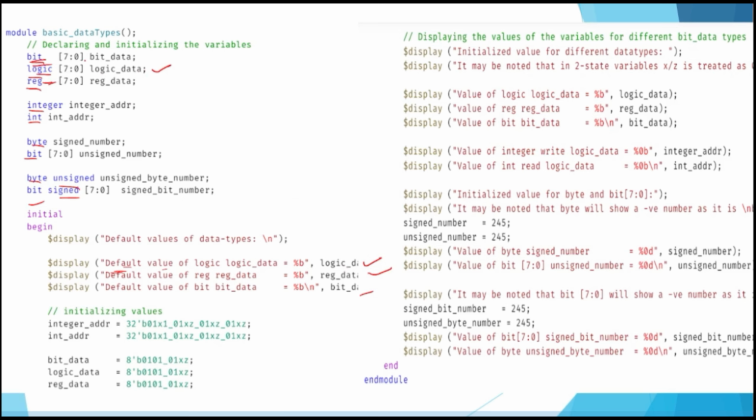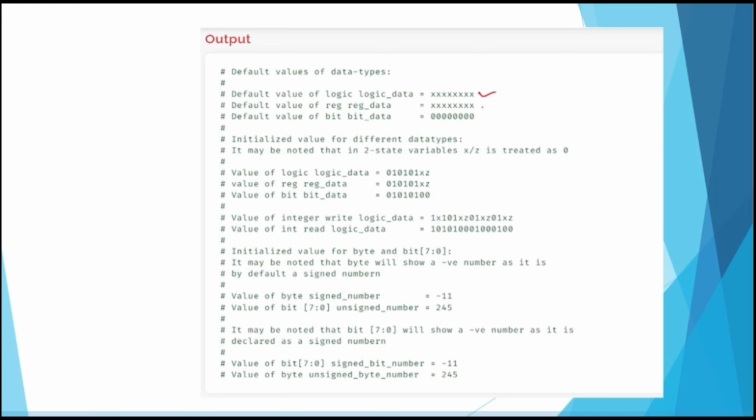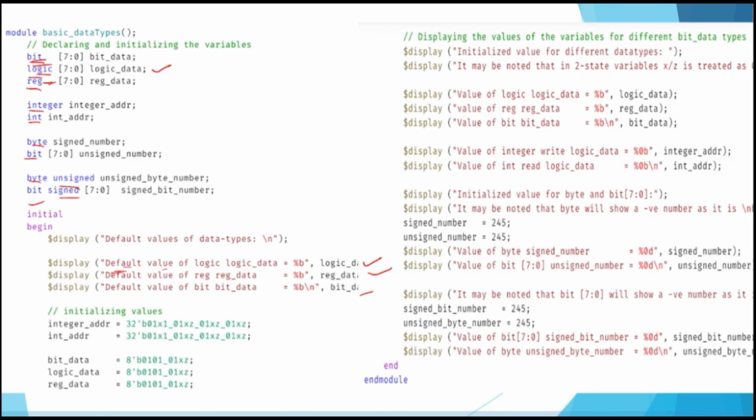Now if you see the output for this, for logic and reg, the default is x, but for bit it is 0. Why? Because bit is a two-state variable, so it can have only 0 as the default value. Clear? Yes. So this is the difference, like the difference between reg and wire.